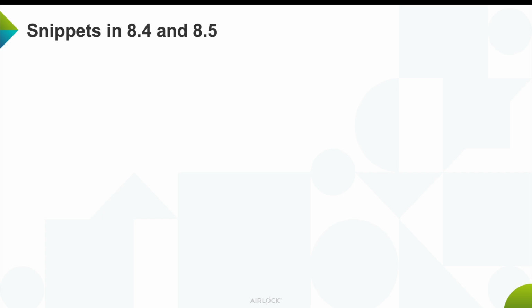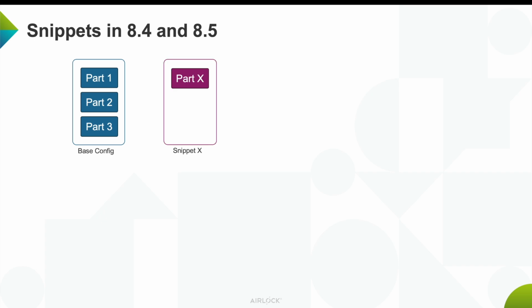First, let us briefly review configuration snippets in version 8.4 and 8.5 to ensure a common understanding. Let us assume we have a base configuration into which a snippet is imported. A snippet is essentially a portion of a configuration that is stored in a separate YAML file. The base configuration could, for example, be a valid IAM configuration, while the snippet might contain a list of plugins that add an additional second factor to the base configuration.